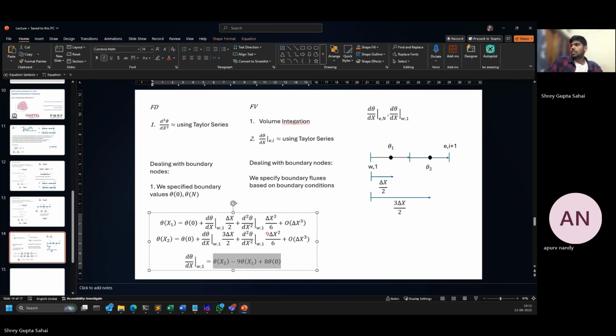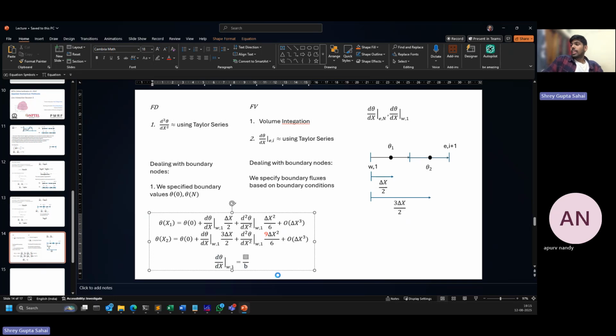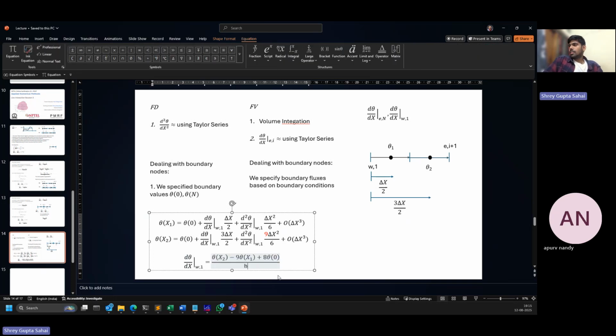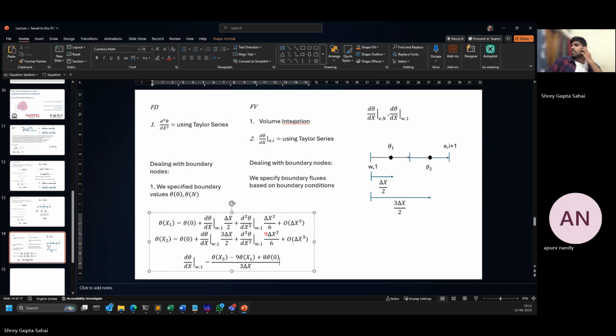Then, so this cancels and this one is 9, so 9 minus 3 is 6, 3 delta x. This will be 3 delta x. Can you tell me if this expression which I am going to write is okay or not? Let me check, sir.